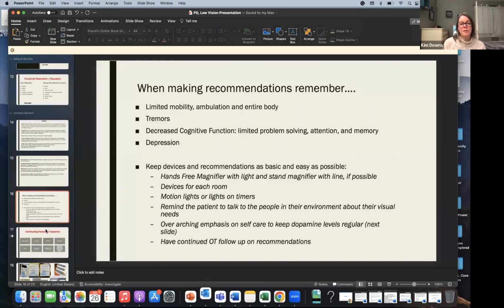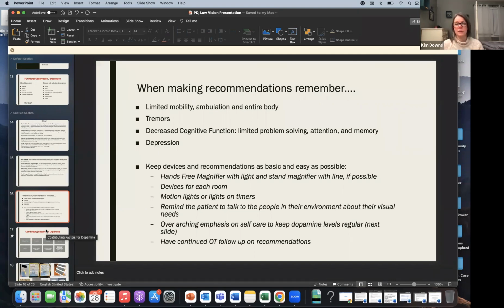All right, so this is just a little reiteration here. We're kind of pulling it all together. When making recommendations, always remember this population's limited mobility, ambulation, and just the limited mobility of their entire body, their dexterity, head movement, things like that. Tremors, if the person has tremors, obviously we're going to use more hands-free magnifiers, stand magnifiers, loops, things like that.